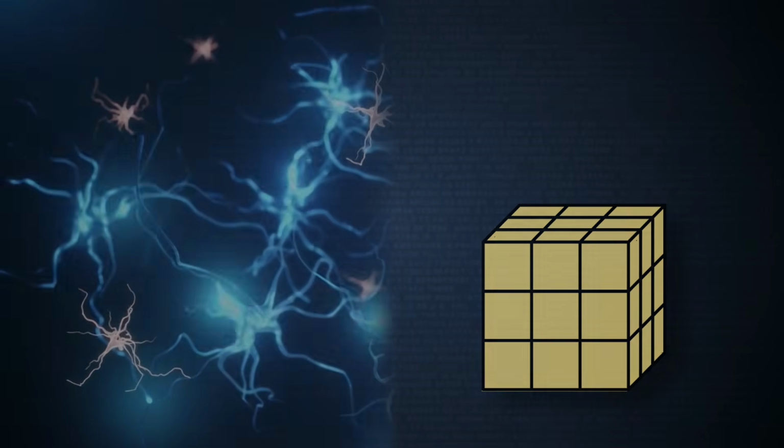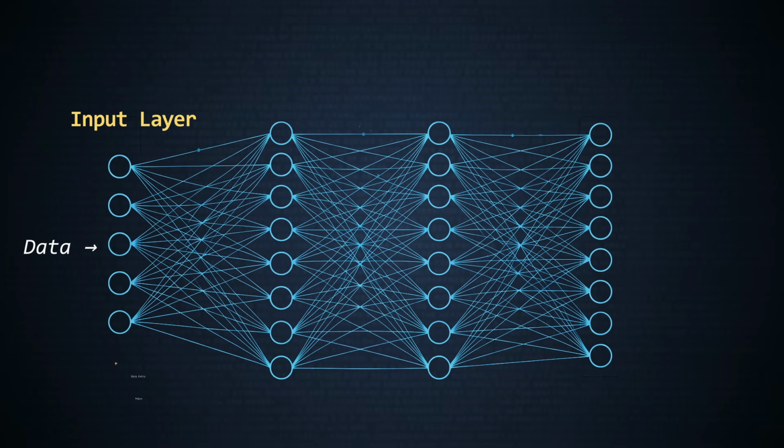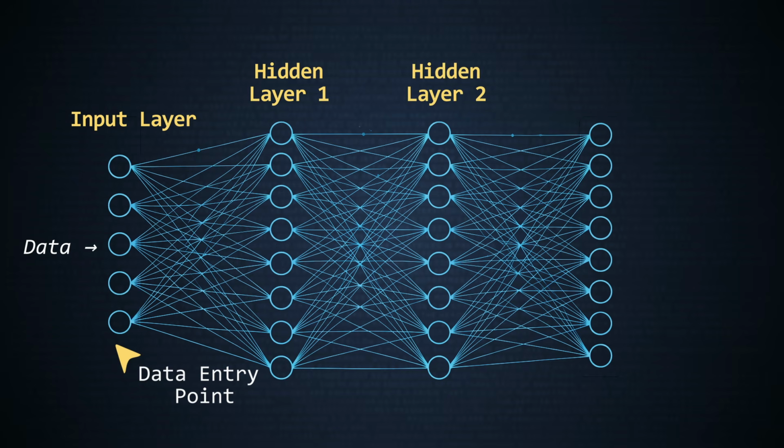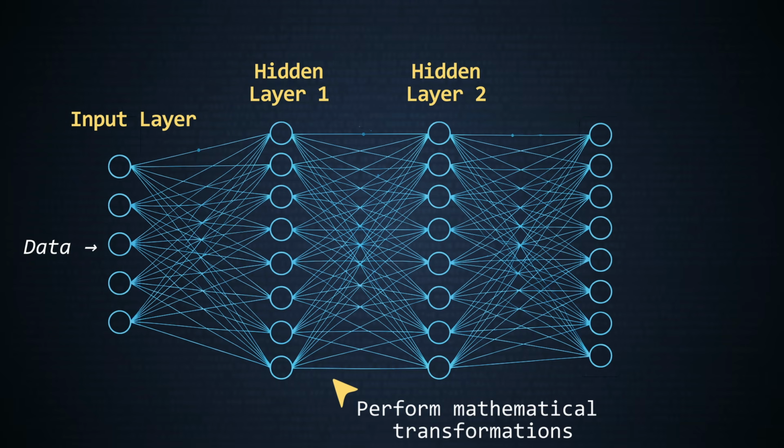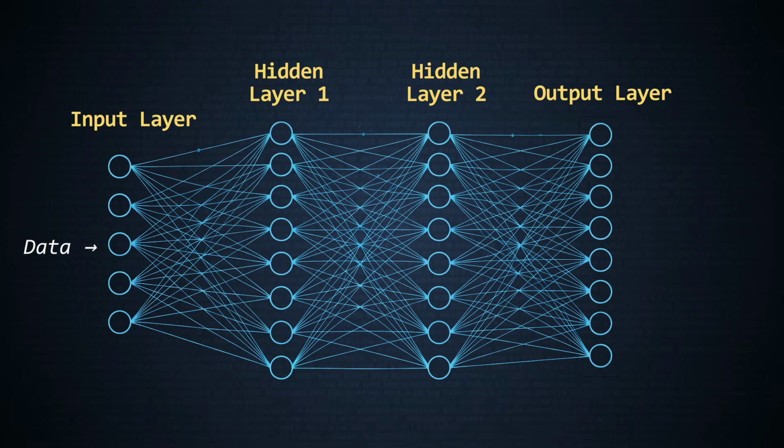The architecture begins with the input layer, where data enters the network. Information then flows through intermediate layers, known as hidden layers. These layers perform mathematical transformations on the incoming tensors. Finally, the output layer generates predictions or decisions based on the processed information.